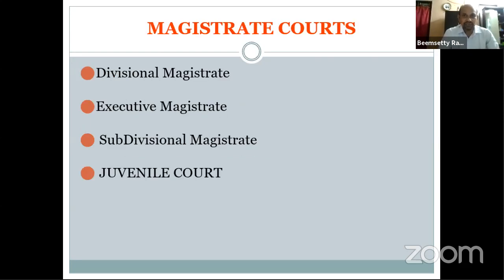These are the various types of magistrate courts and special courts, including juvenile courts.